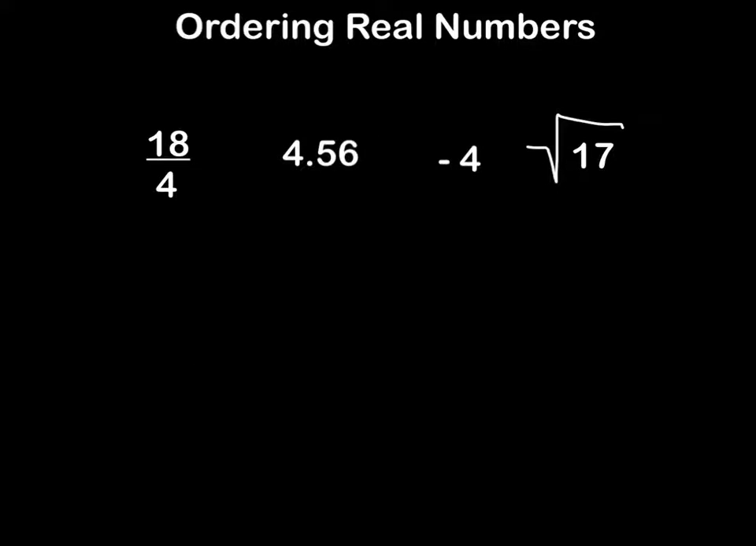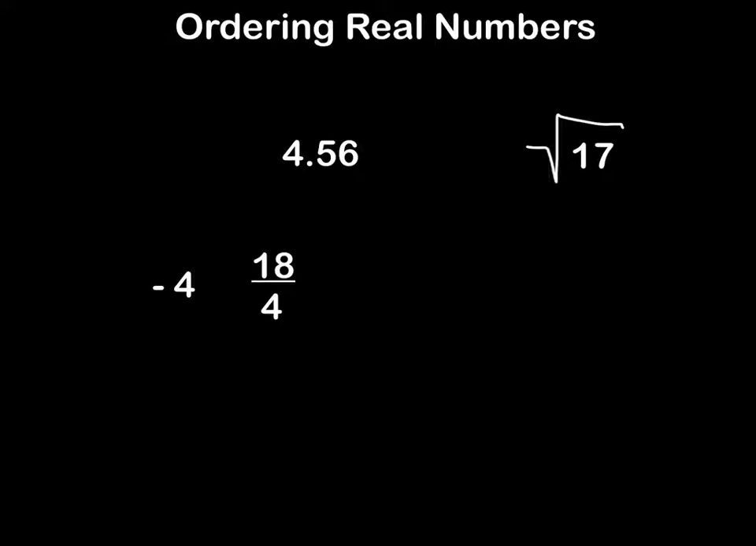Okay, here we are, we're talking about ordering real numbers. Here's 4 numbers here, and we are asked to put them in order from least to greatest. Well, the first thing we should notice is that the negative numbers are always going to be smaller than any positive number. So although the -4 here is pretty close in value to these others, it's going to be the smallest because it is negative.